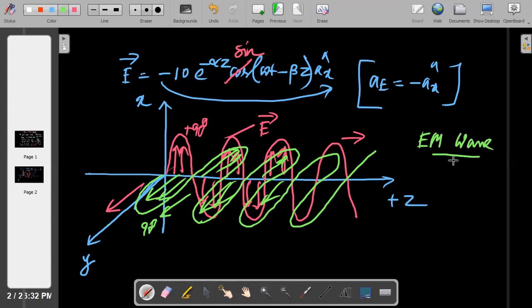Why electromagnetic wave? Because electric field is also there. Here your magnetic field is also there. So magnetic field is in the Y direction. Electric field is in the X direction. And the wave is propagating in plus Z direction. So this represents your electromagnetic wave. And this is also called transverse wave. Already I told transverse and longitudinal wave, correct? So this is your magnetic field in plus Y direction.